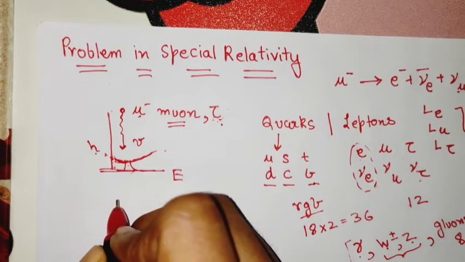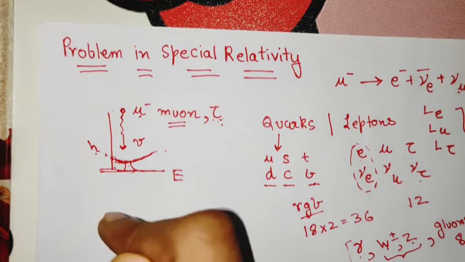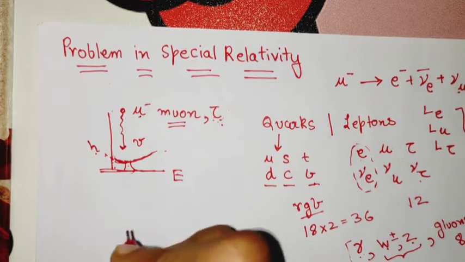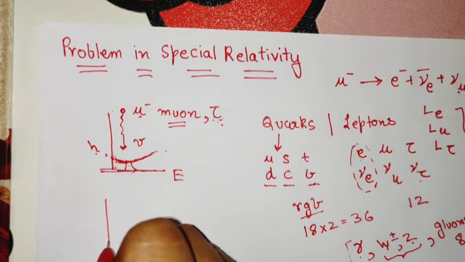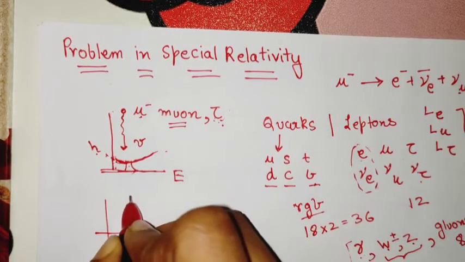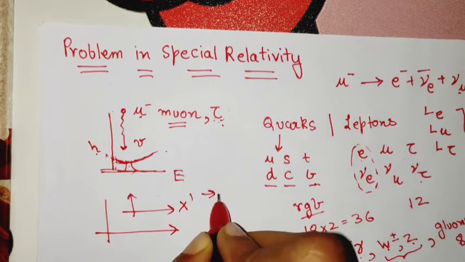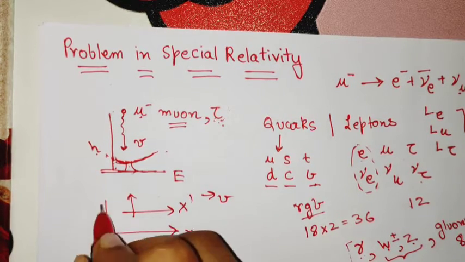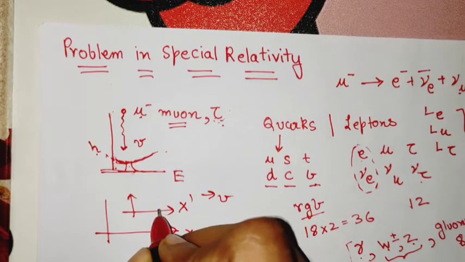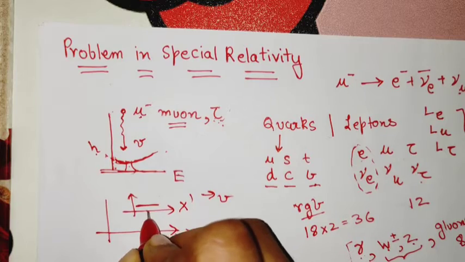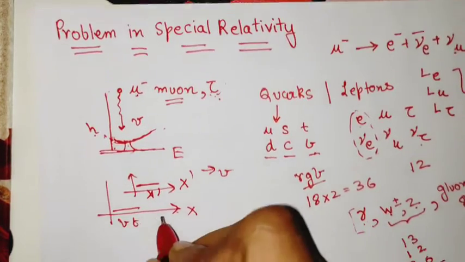So we will first quickly write the transformations that we will need. A good way to write the transformations is always to remember, suppose we have two frames, and x prime is moving with a velocity v with respect to x. Then there will be a distance x prime and it will be traveling with a velocity of vt.